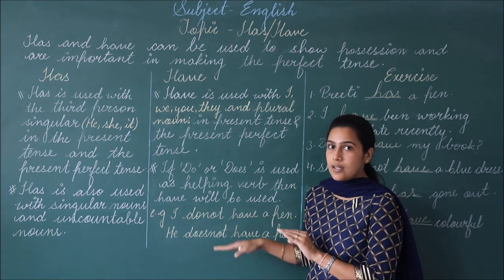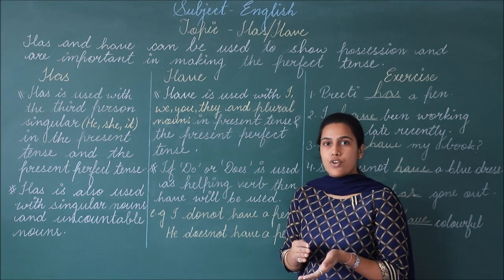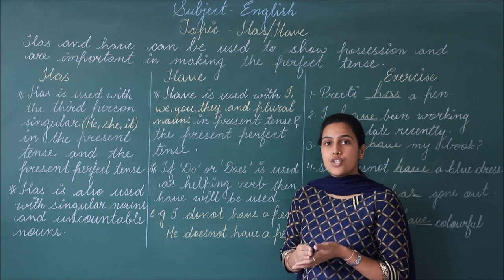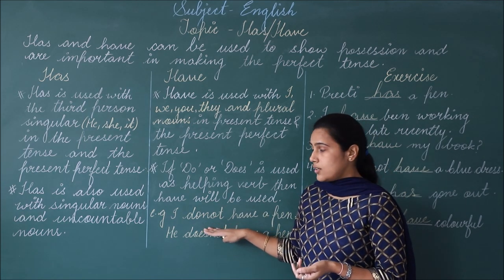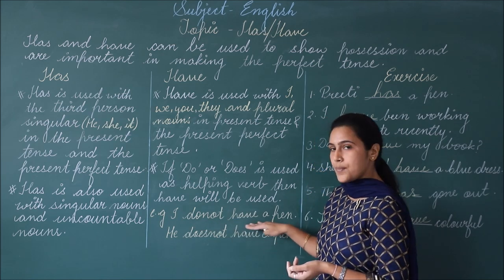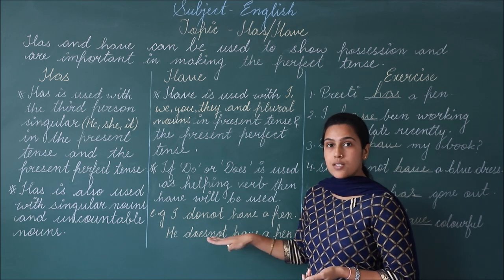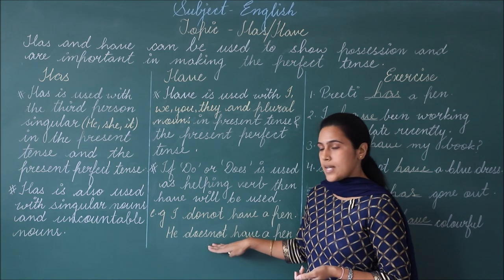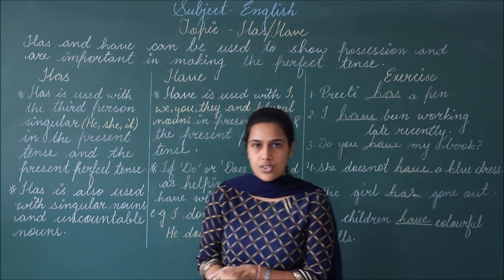Then we learned that if we have used do or does as a helping verb in any sentence, then in that sentence we will always use have. And I have given you the example over here that I do not have a pen, he does not have a pen. In both these sentences we have used helping verb do and does. So in both these sentences we have used have. I hope you have understood this.